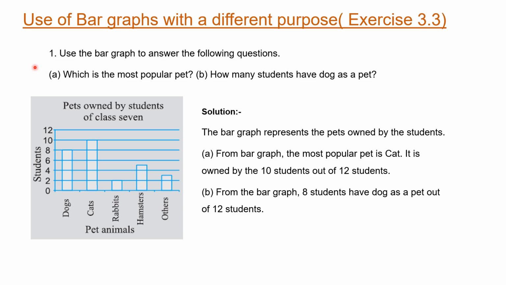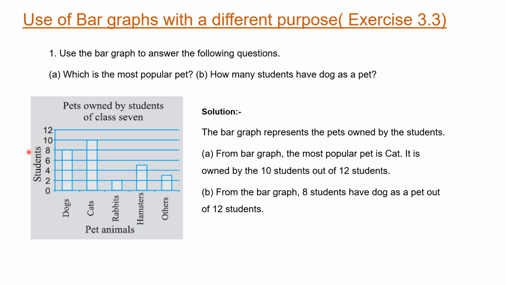First question is like this. Use the bar graph to answer the following questions. Which is the most popular pet and how many students have a dog as a pet? So the horizontal line is the x-axis and the vertical line is the y-axis. The horizontal line indicates pet animals and the y-axis indicates number of students. And what is the scale they have used? 1 unit is equal to 2 students. So here 0, 2, 4, 6, 8, 10, 12.